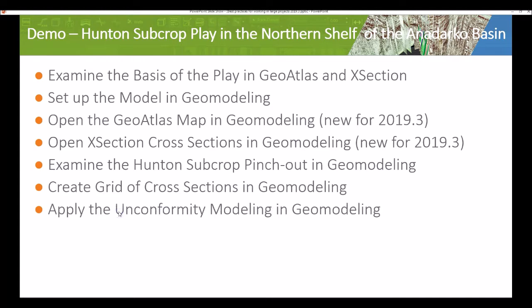Apply the unconformity modeling in geomodeling. Once the grid of cross-sections are defined and interpreted in geomodeling, the modeling tools will be applied to generate the subcrop map and Hunton isochord map. Examine the prospect area. The pre-Woodford structure map will be displayed on top of the subcrop and Hunton isochord maps to define the subcrop stratigraphic trap.